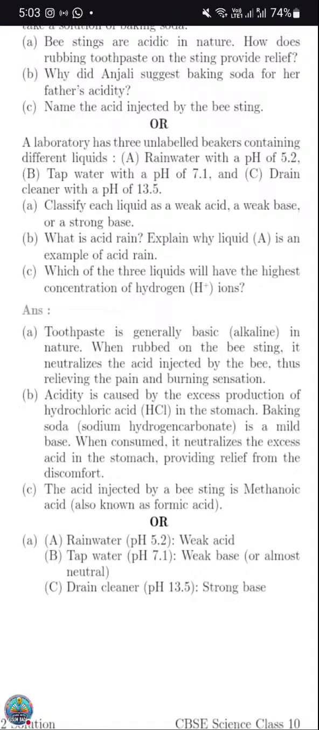Next, what is acid rain? Explain why liquid A is an example of acid rain. So acid rain is caused by the pollutants present in the air like sulfur dioxide and nitrogen dioxide, which get mixed with the rainwater and produce sulfuric acid and nitric acid, causing acid rain. And which of the 3 liquids will have the highest concentration of hydrogen ion? Hydrogen ion, so it must be acid. Rainwater contains more concentration of hydrogen ion.